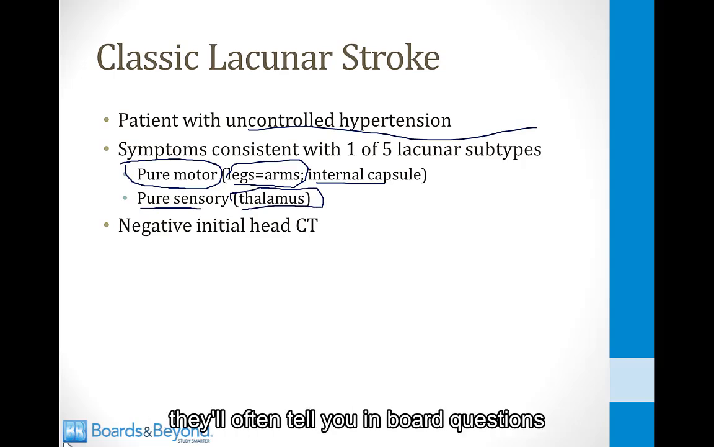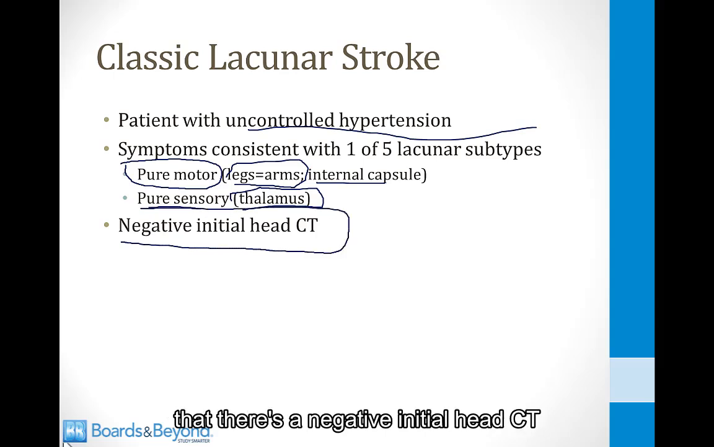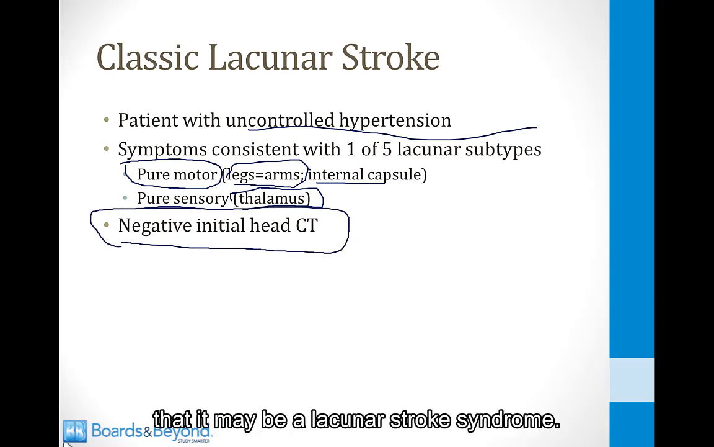And then importantly, they'll often tell you in board questions that there's a negative initial head CT, and this should be a tip-off that it may be a lacunar stroke syndrome. And that concludes our module on cerebral and lacunar strokes.